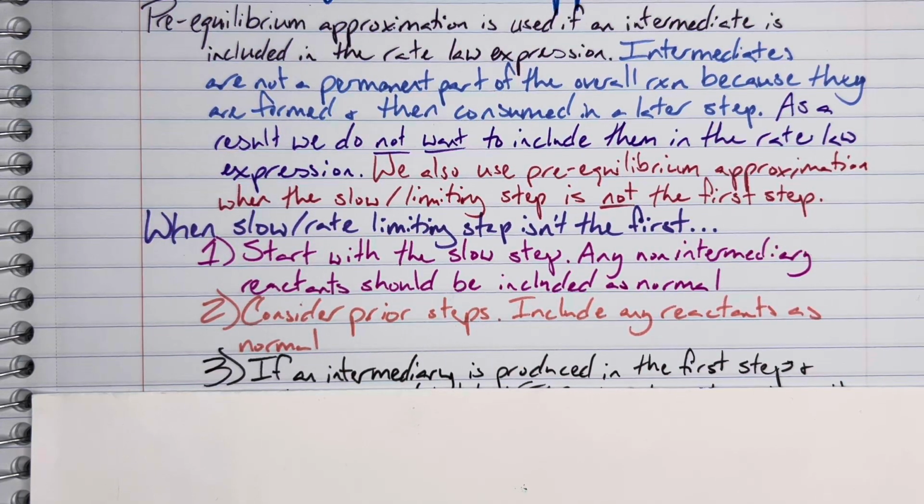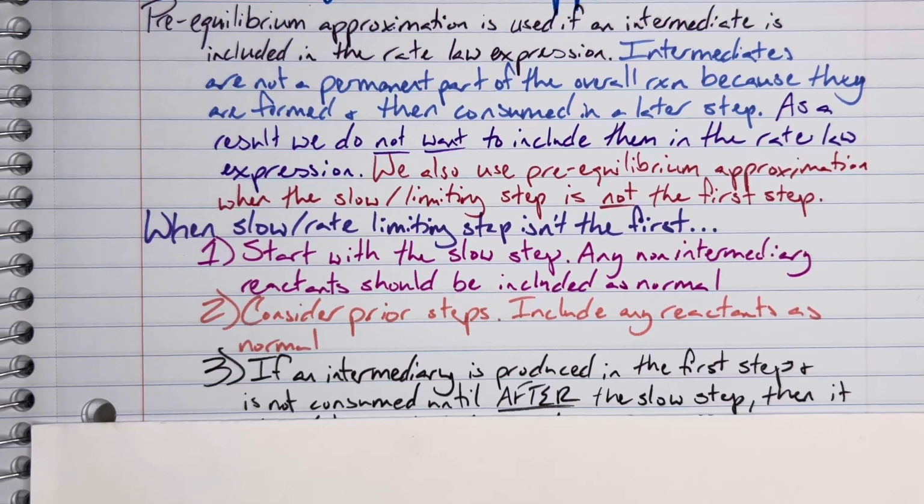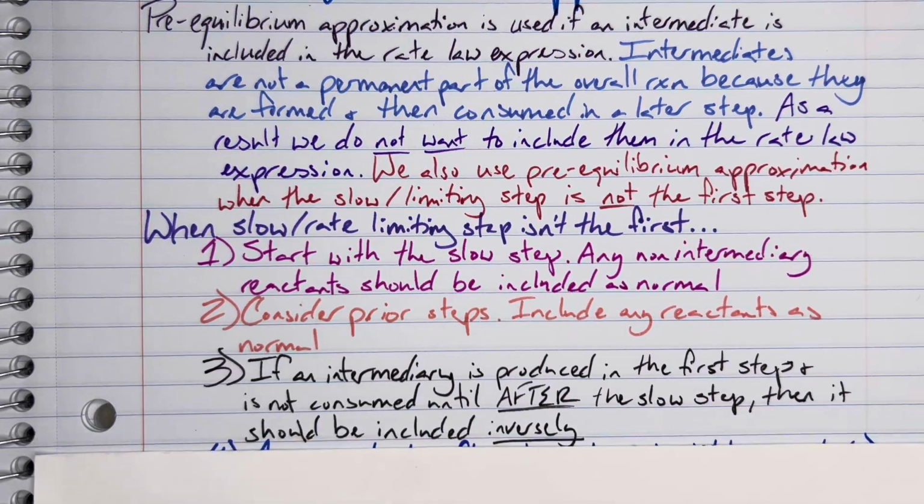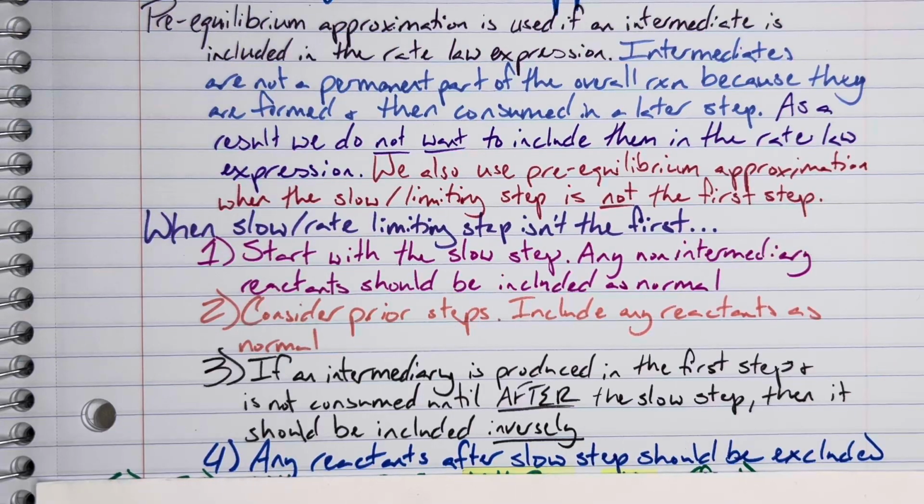If an intermediary is produced within the first step or steps before the rate limiting step, and it is not consumed until after the slow step or the rate limiting step, then it should be included, but it is included inversely. Any reactants after the slow step should be excluded.